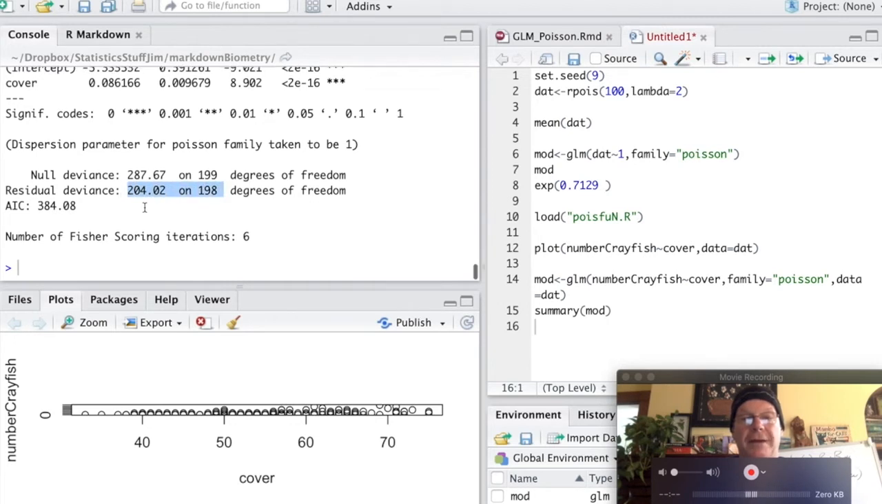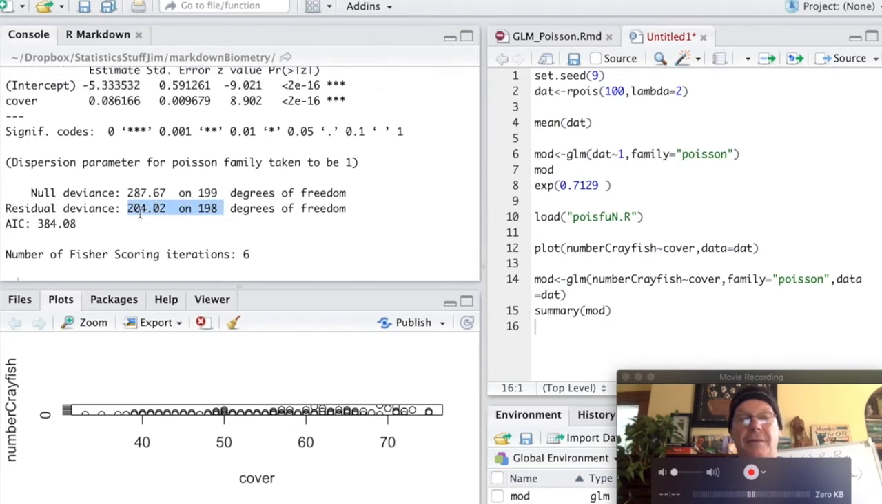You would really kind of like it if your residual deviance, which here they're talking about the model that's including the predictor cover, you would like it in principle to be less than or really close to the actual degrees of freedom that are present. If it's a lot greater than that, that would mean that you're suffering from what's called overdispersion.